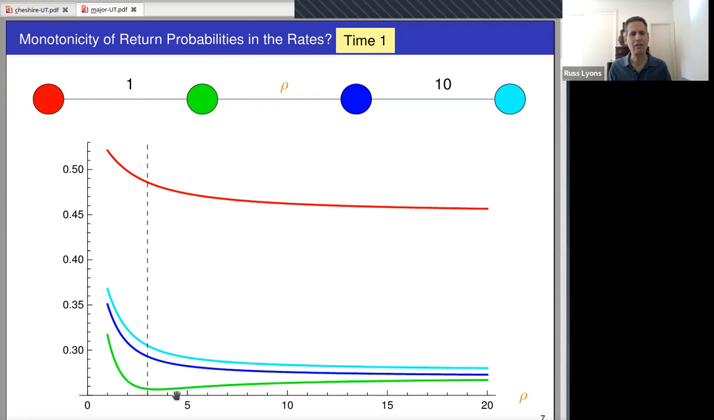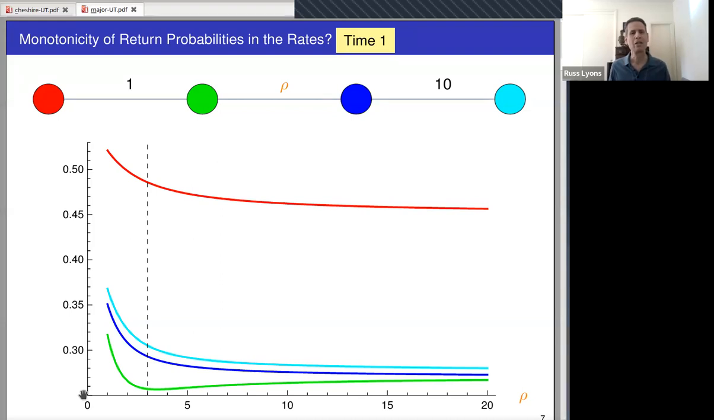It does start out decreasing, but then it goes up, increasing and seems to increase forever after that. Notice this axis intersection here is not at 0. It's at a quarter, which was the stationary distribution. But these don't necessarily approach the stationary distribution. There's no reason they would at time 1. Okay? So it's strange.